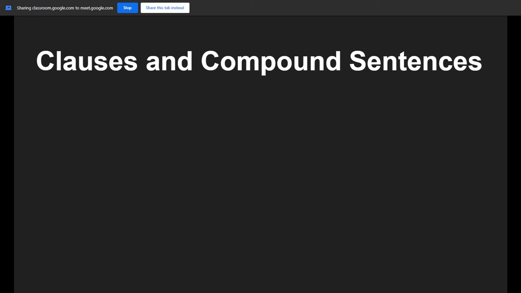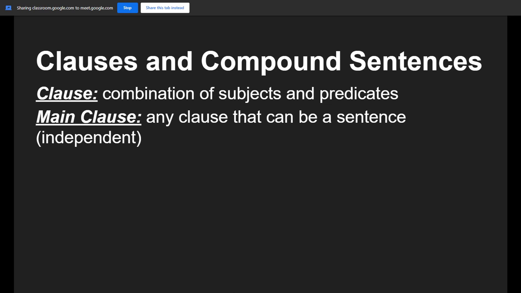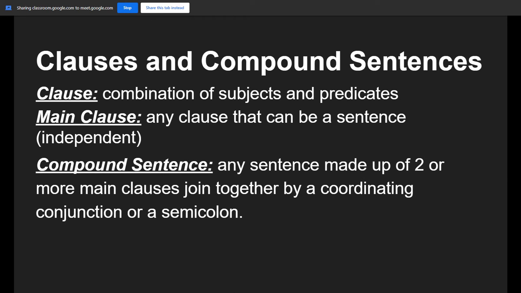First, we have clauses and compound sentences. What are the different parts of a compound sentence? Well, remember, a clause is a combination of subjects and predicates. It's how we make sentences in general. And we already looked at complex sentences that had main clauses and subordinate clauses. With compound sentences, it's a little bit different because everything is a main clause. All the parts of a compound sentence could be a sentence by themselves. They're just usually not a good sentence. So we're going to try and make our sentences a little bit better.